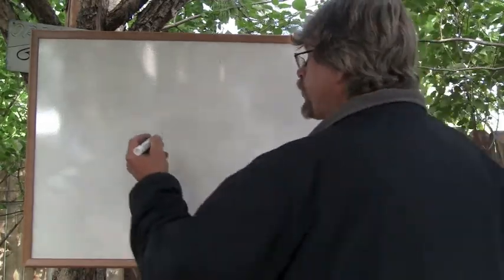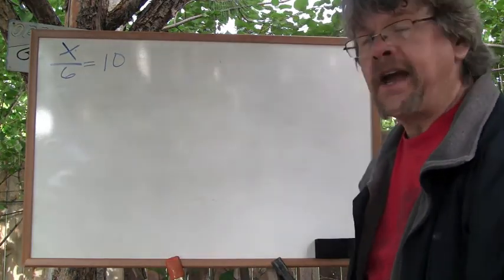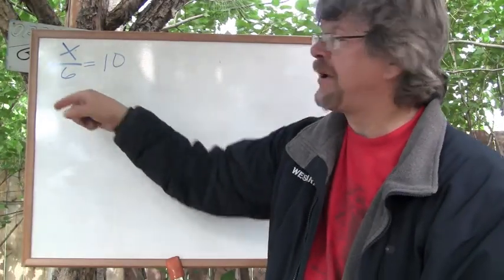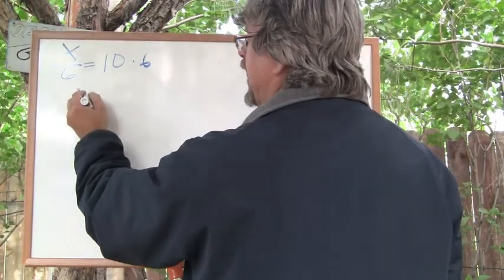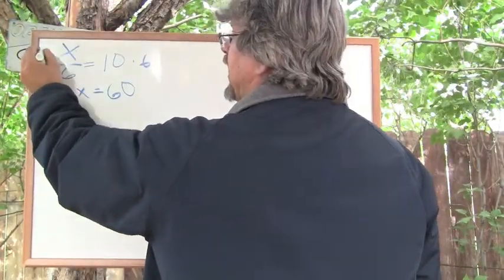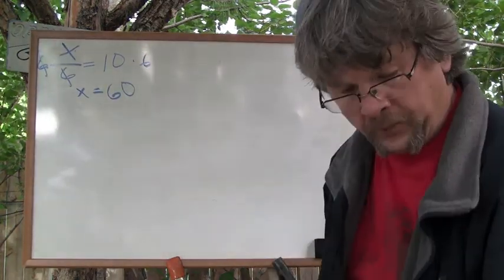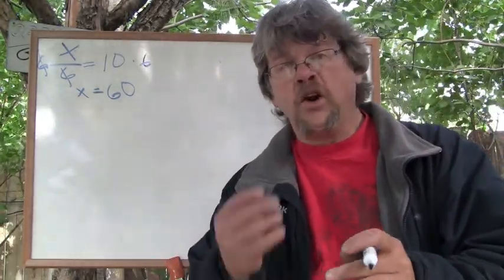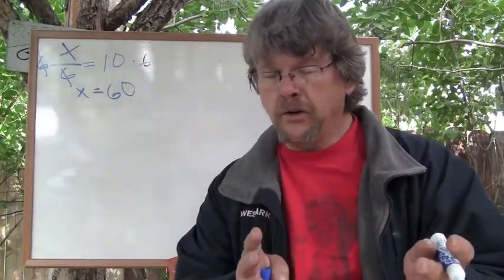What if we have x over 6 equals 10? Again, we have a fraction. We don't know the numerator, but we don't need to worry about that. We know x has been divided by 6. Undo division through multiplying, so we know we're going to multiply 6 by 10. x equals 60. Multiplying by 6 on this side cancels the 6 and isolates the x. 10 times 6 is 60. It's that simple.